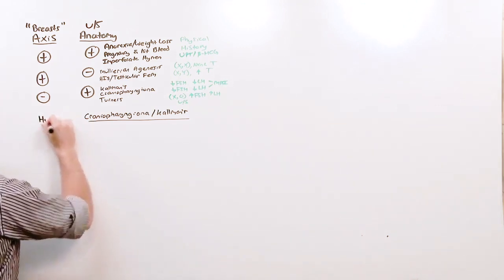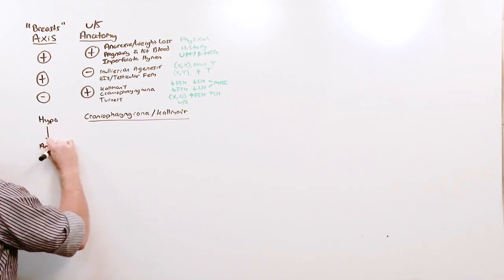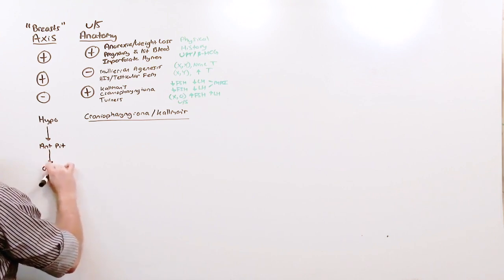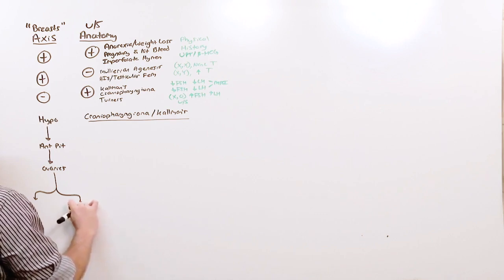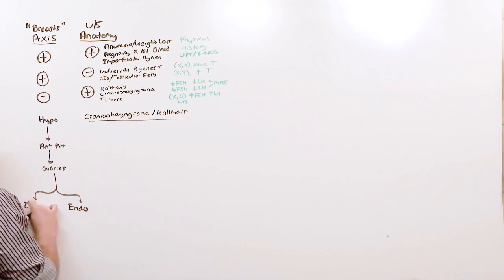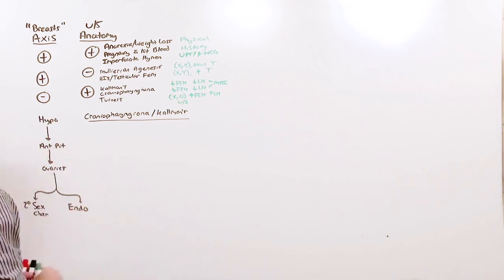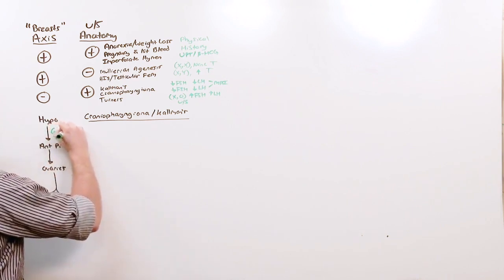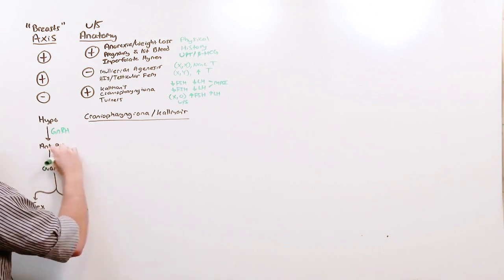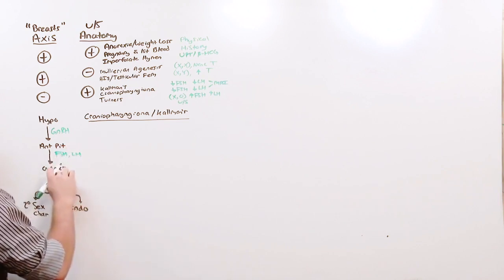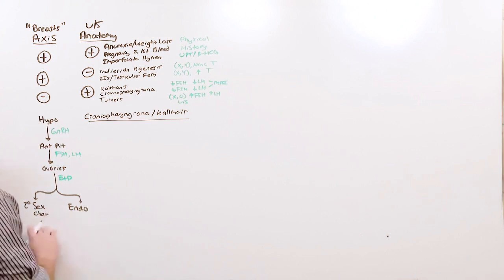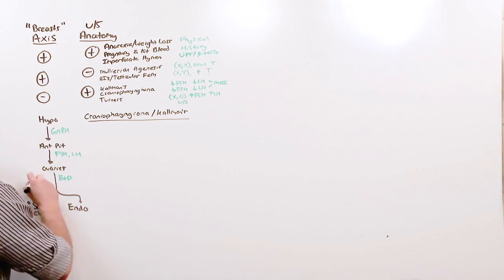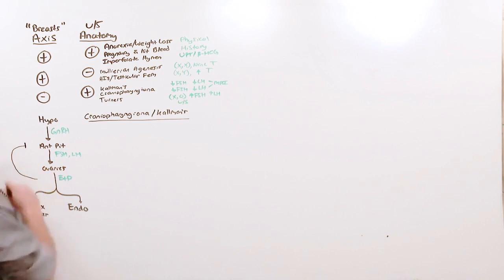The hypothalamus stimulates the anterior pituitary to stimulate the ovaries, and the ovaries have their endocrine function. They're going to stimulate the endometrium to proliferate and bleed, and also stimulate the development of secondary sex characteristics. The hypothalamus releases GnRH in a pulsatile fashion to stimulate the anterior pituitary to make FSH and LH. FSH and LH tell the ovaries to make estrogen and progesterone, and it's the estrogen and progesterone that have the influence on the final endometrium proliferation and the development of secondary sex characteristics. Estrogen and progesterone also lead back and turn off FSH and LH.